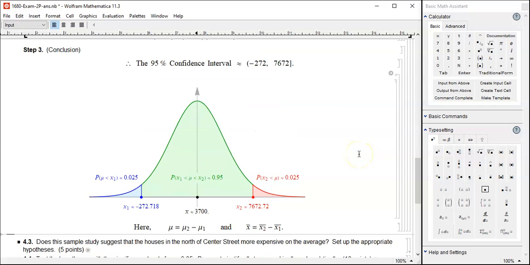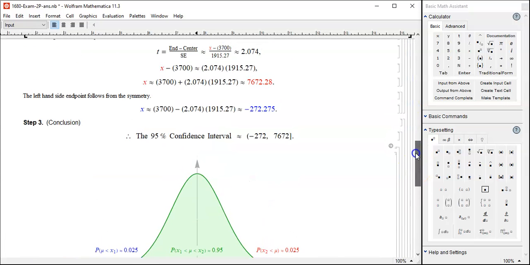And here is the conclusion, the confidence interval. From here to there. Please note that 0 falls somewhere here, the difference 0. So difference 0 is pretty close to 3,700 according to all this.